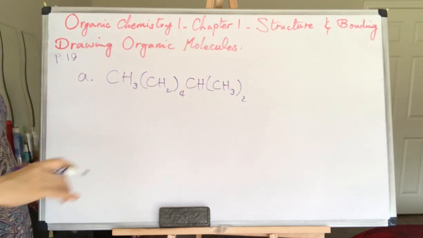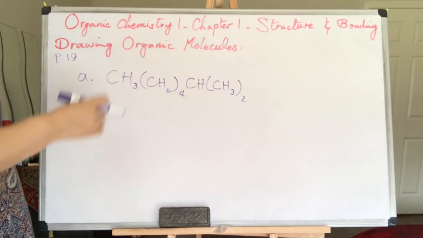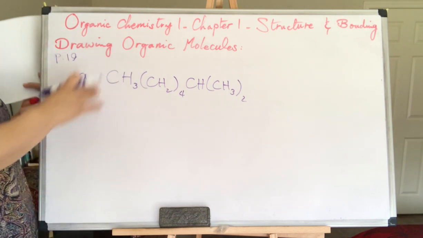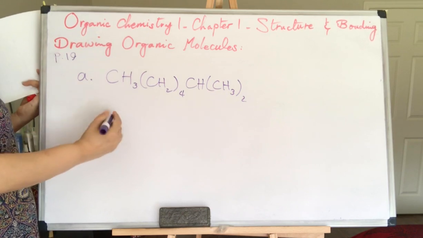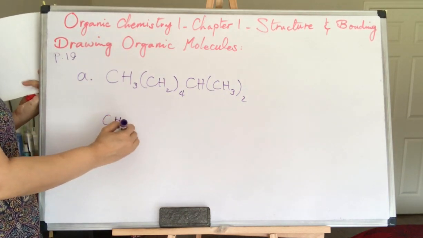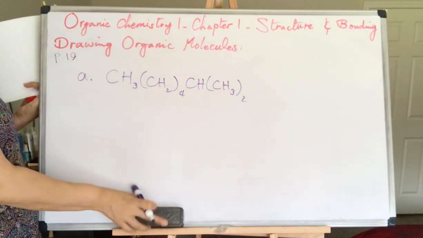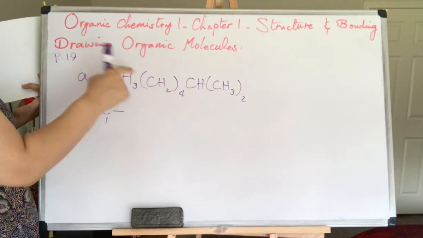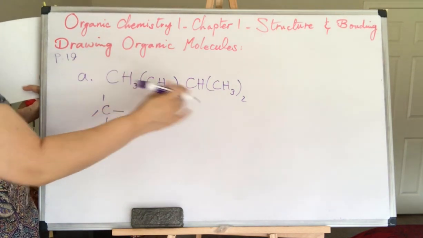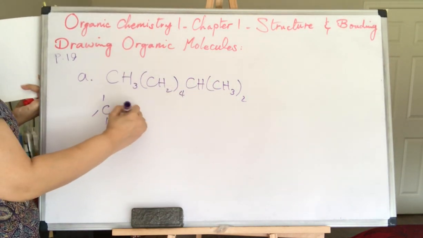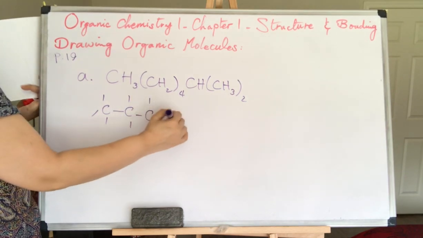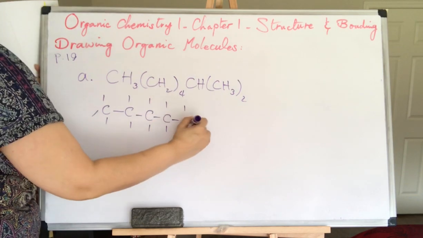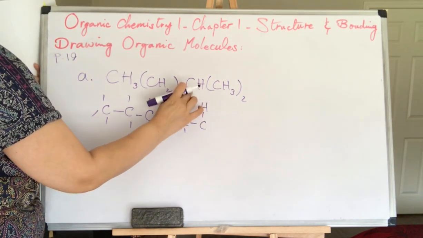Okay, so we are basically interpreting the condensed formulas to the Lewis structures that we have done before. So CH3, you put the CH3, or if you want to be more specific, CH3. Now CH2 in parentheses shows we need to repeat it. How many times? Four times. 1, 2, 3, and 4. Stop. What comes after it? A CH. What else is hanging to this carbon?